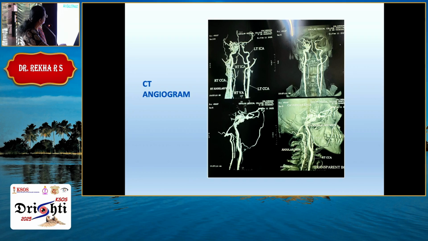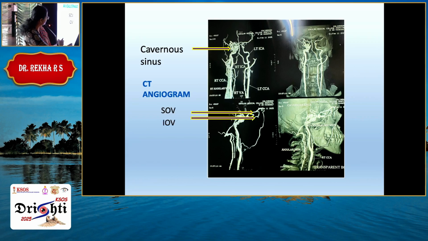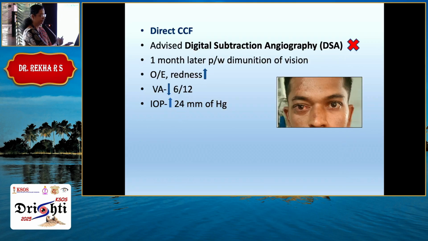So we did a CT angiogram for this patient. We can see on the right hand side there is a huge dilatation of the right cavernous sinus with engorgement of all the draining tributaries, and also you can see the hugely engorged superior ophthalmic vein and inferior ophthalmic vein. So our patient was a case of direct CCF.